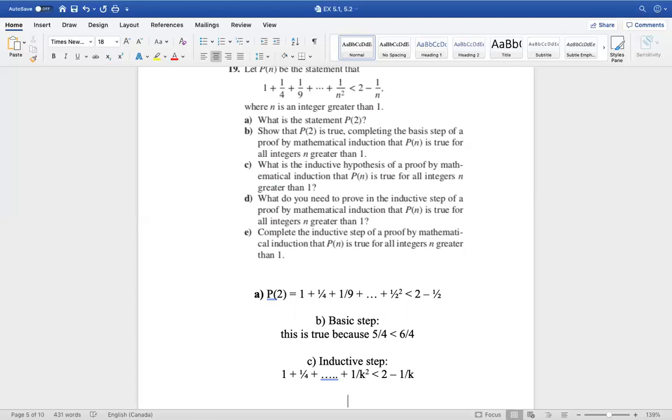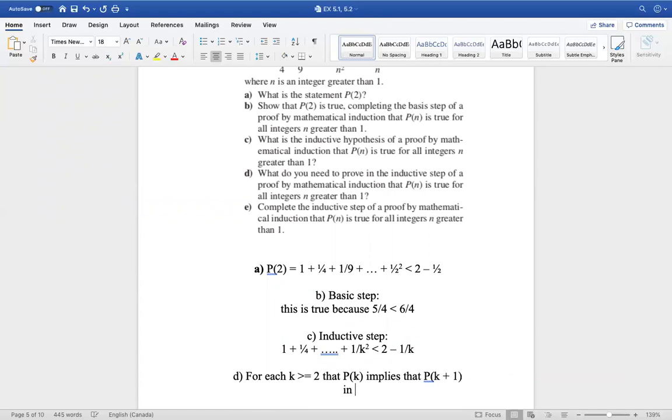Okay, next is part number D. What do you need to prove in the inductive step for proof by mathematical induction that Pn is true for all integers n greater than 1? So we know that for each k, which is greater than or equal to 2, P of k implies P of k plus 1.